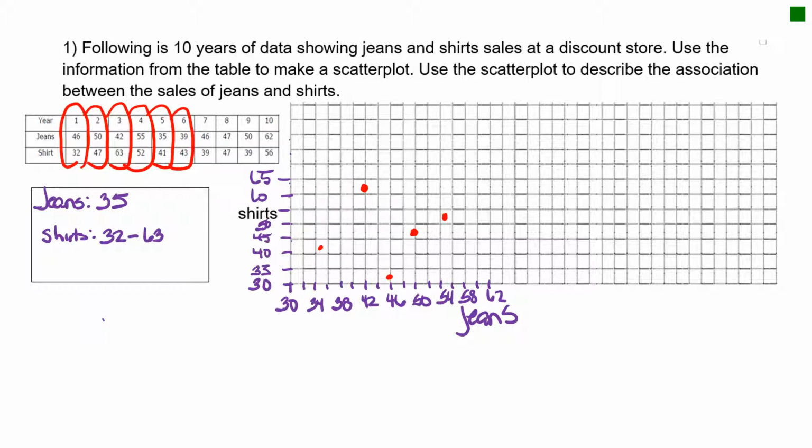39 jeans, 43 shirts. 46 jeans, 39 shirts. 47 jeans, 47 shirts. 50 on the jeans, 39 on the shirts. And for year 10, 62 jeans, 56 shirts, which is right about here.